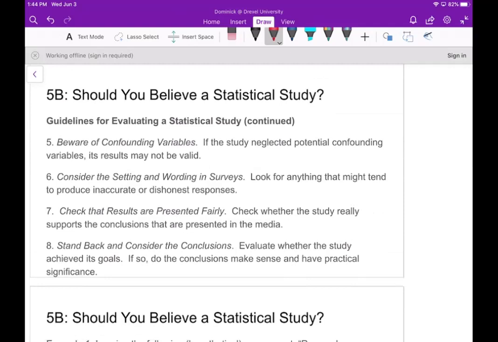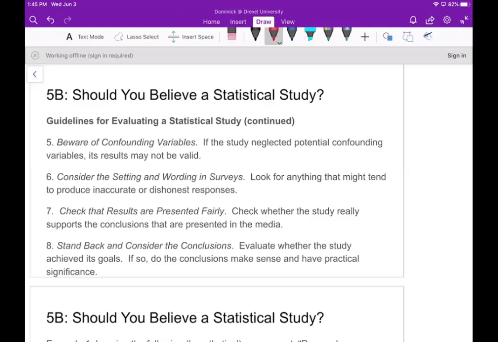Right. The next one is to beware of confounding variables. So if the study neglected potential confounding variables, its results may not be valid. And we'll talk about that a little bit more once we get there. Now, the sixth thing is to consider the setting and wording in surveys. Look for anything that might tend to produce inaccurate or dishonest responses. Seven, check that results are presented fairly. Check whether the study really supports the conclusions that are presented in the media.